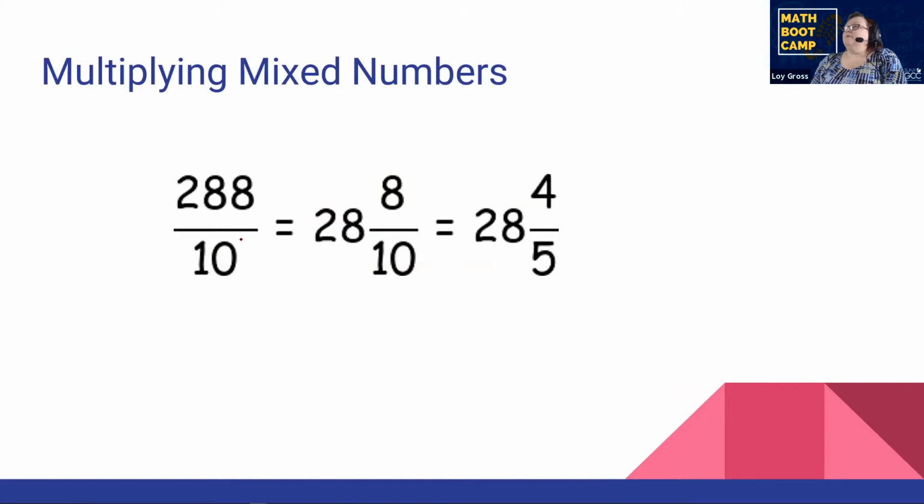One final step, sometimes when we're multiplying our mixed numbers, we will have to bring them back down. So our 288 over 10, how many times does 10 go into 288? 28 with 8/10 left over is 28 and 4/5, converting it back to a mixed number at the end.